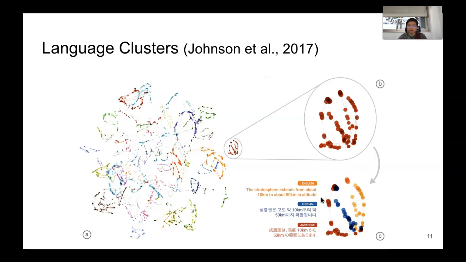So we can see that the English sentence, Korean sentence, and Japanese sentence, these three sentences are parallel sentences. And these three sentences have been clustered together. What does it mean? It actually is learning language-independent semantics. So parallel sentences have been clustered together, right? That's what the multilingual MT system has learned.